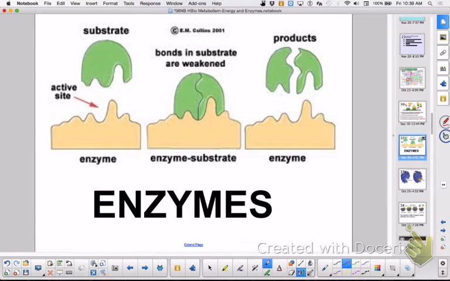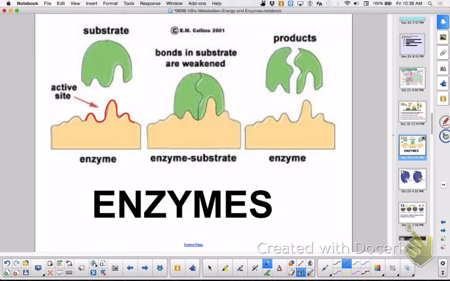The substrate binds onto this enzyme, and this right here is called the active site. That's where the substrate is going to bind in order to facilitate that reaction. If you change the shape of the active site, then you lose its functionality and its ability to work. In your lab, you're going to start next class.